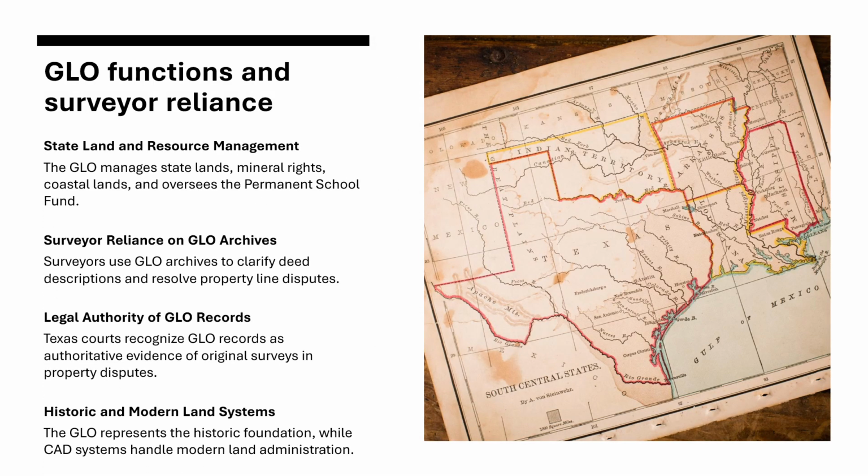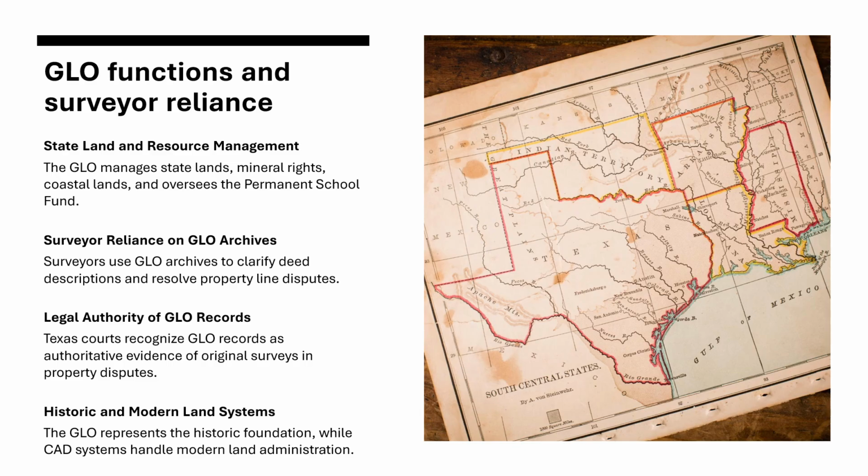The GLO also manages state lands and resources. It oversees the Permanent School Fund, a financial endowment supported by revenues from state lands. It manages coastal lands, mineral rights, and even leases for energy development. While these administrative functions may seem far removed from daily surveying practice, they highlight the continued importance of the GLO in Texas land policy.